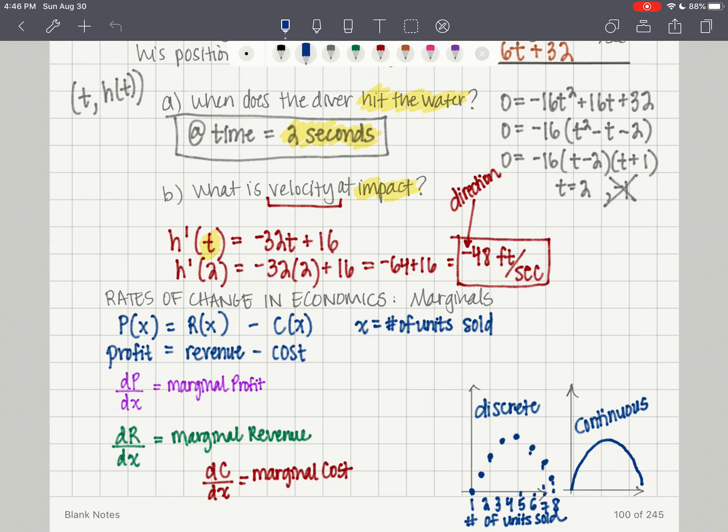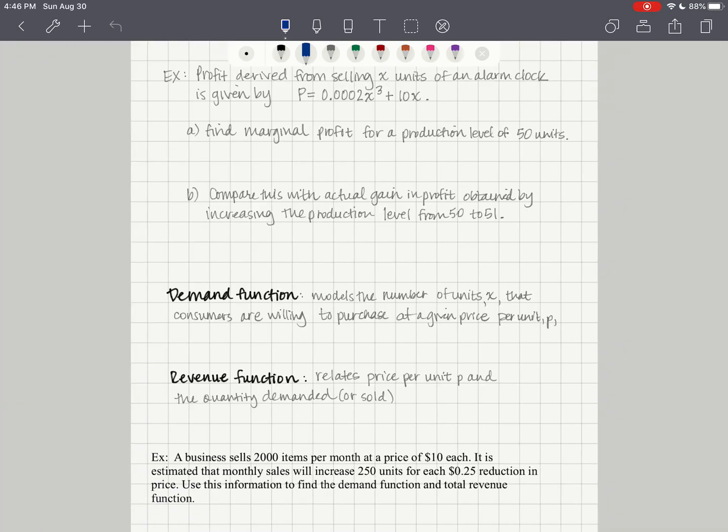So let's go back and talk about marginals. Marginal profit is the first derivative of the profit function. Marginal revenue is the first derivative of the revenue function, and marginal cost is the first derivative of the cost function. Revenue function, cost function, profit function. Hopefully I said that right.